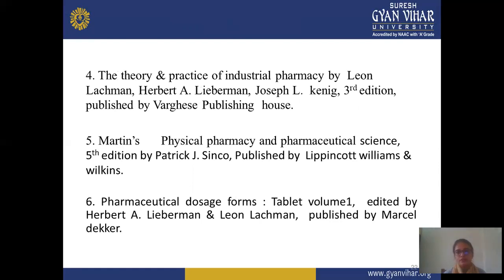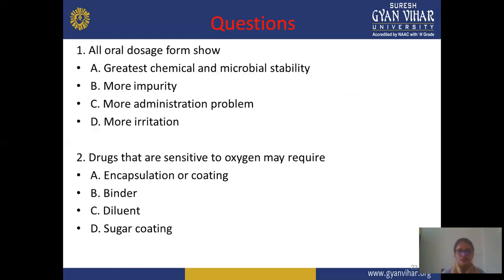Theory and Practice of Industrial Pharmacy by Leon Lachman, Herbert Lieberman, and Joseph L. Kanig, 3rd edition, published by Varghese Publishing House. Fifth one is Martin's Physical Pharmacy and Pharmaceutical Sciences, 5th edition, by Patrick J. Sinko, published by Lippincott Williams and Wilkins. And sixth one is Pharmaceutical Dosage Forms: Tablets, Volume 1, edited by Herbert Lieberman, Leon Lachman, and Schwartz, published by Marcel Dekker. These references are all good. You can use any one reference or a combination of these books.